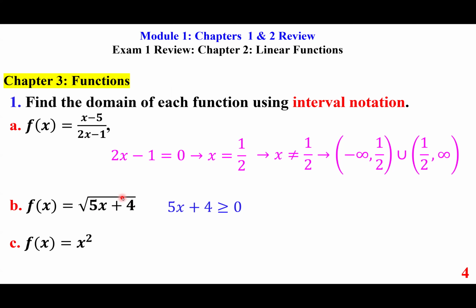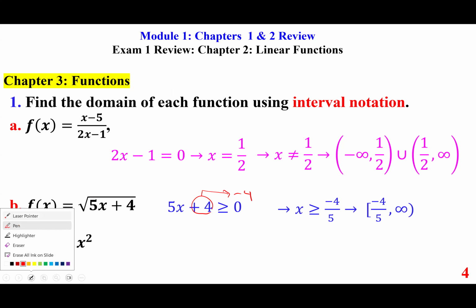And so you move the 4 and you divide by 5, and x must be larger than or equal to negative 4 over 5. How do you represent this inequality with interval notation? From negative 4 over 5 to infinity. Because we have the equality, we use a bracket, meaning the endpoint is included. However, infinity as well as negative infinity, they are concepts. You always use parentheses.